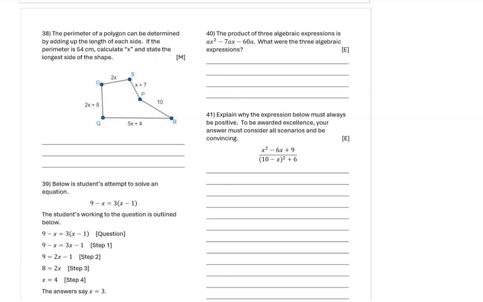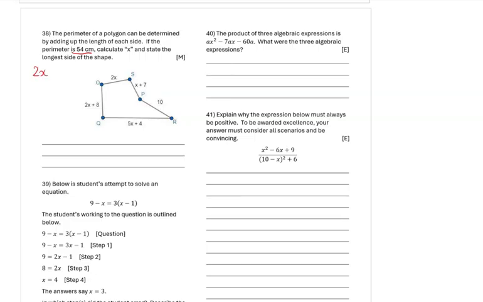So the perimeter of the polygon can be determined by adding up each of the side lengths. And we know how to add together our algebraic expressions. So it looks like we need to do the same here. So we're going to add all those circled things together. If the perimeter is 54 centimeters, calculate x. So first, let's add together all of the sides of it.